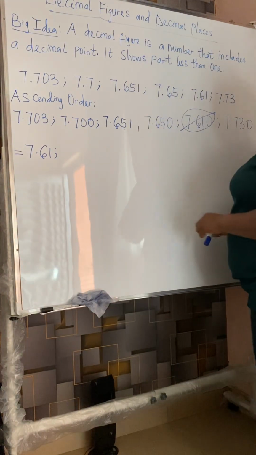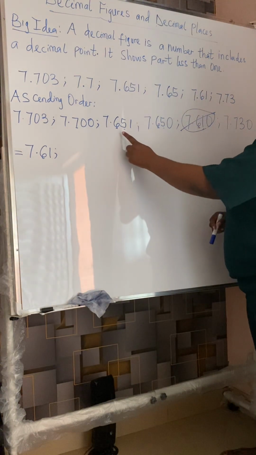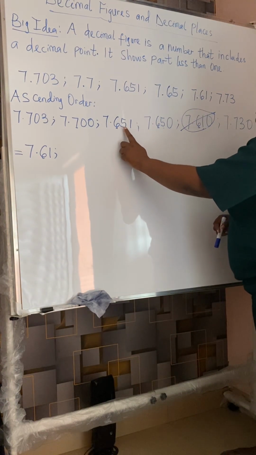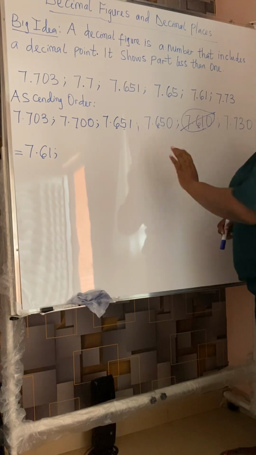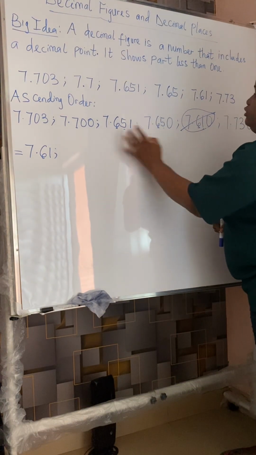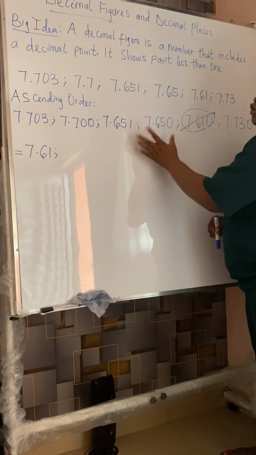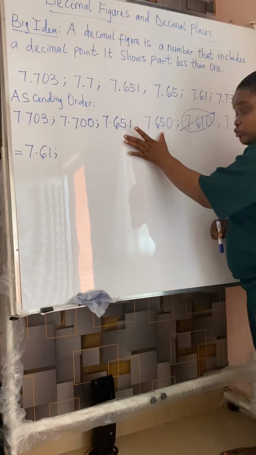The next is this. Look this way. You can see 7.651. Remember, we said the smallest number then will be between this 1 to 3. So our attention will still be zoomed to this. I'm still looking at this.